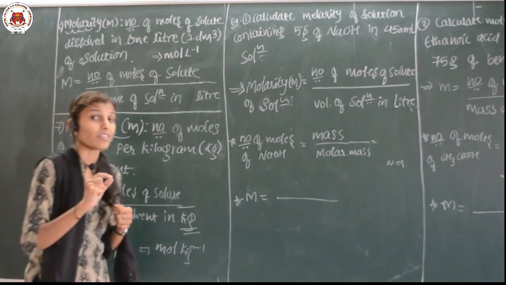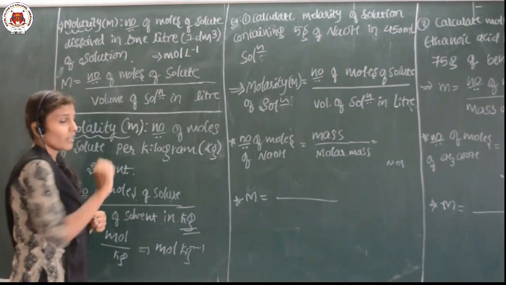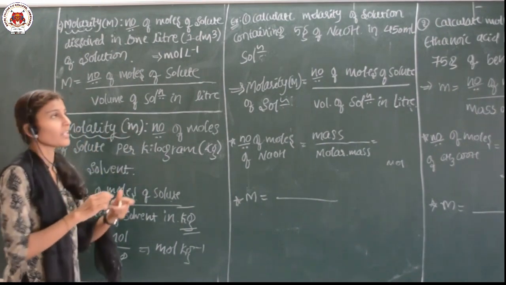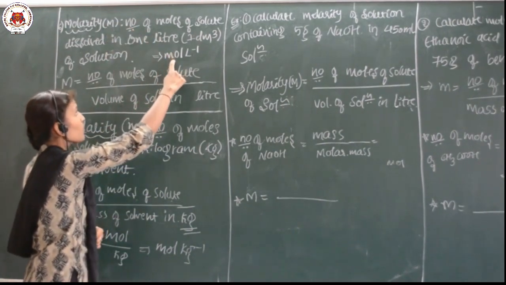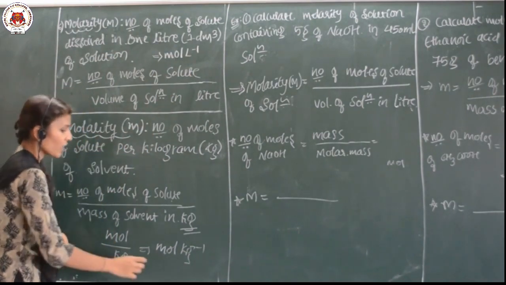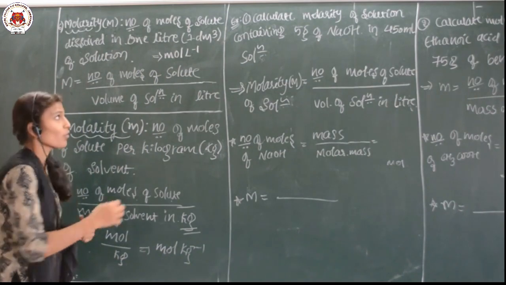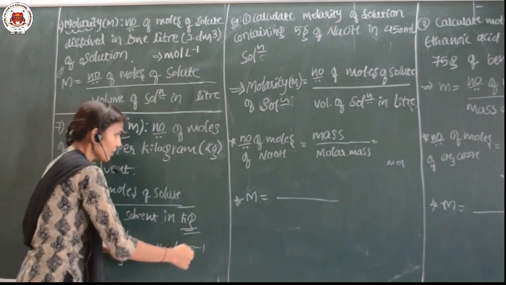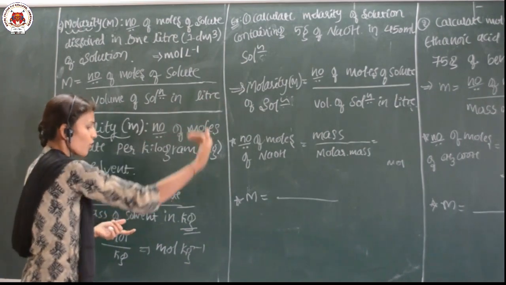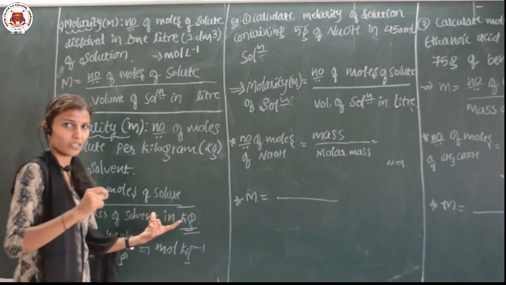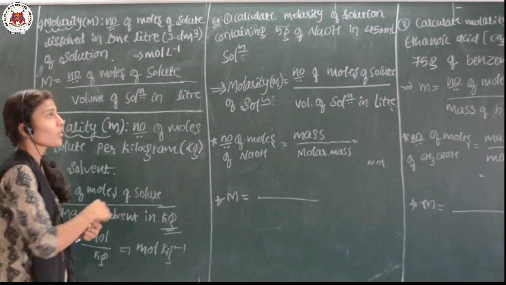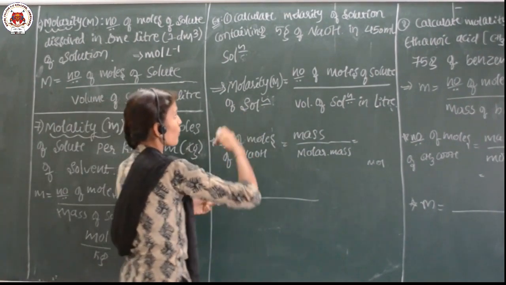So molarity is expressed as capital M. Molality is expressed as small m, and the unit of the molarity is mole per liter, and the unit of the molality is mole per kg. Why is it liter? Why is it kg? Because the volume of the solution is taken in liters here, while the mass of the solvent is taken in kg. I hope you understood these two terms. So let us go for the problems.